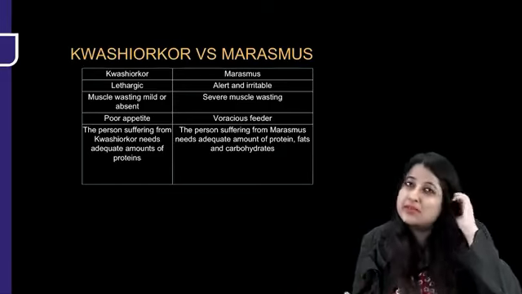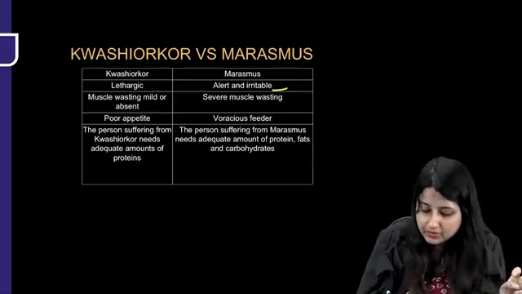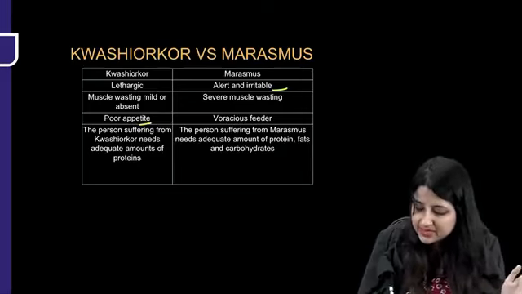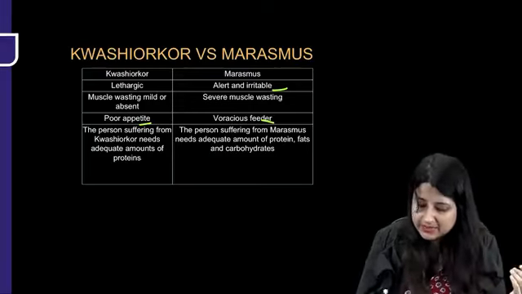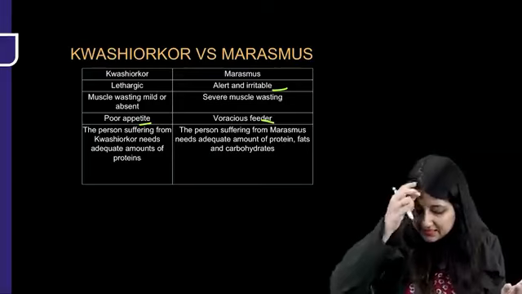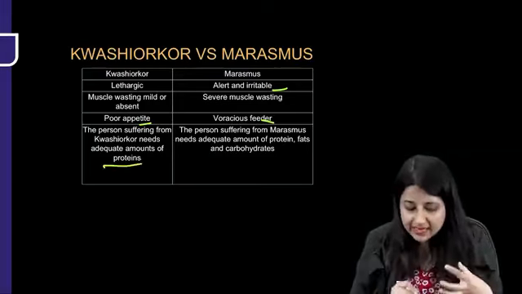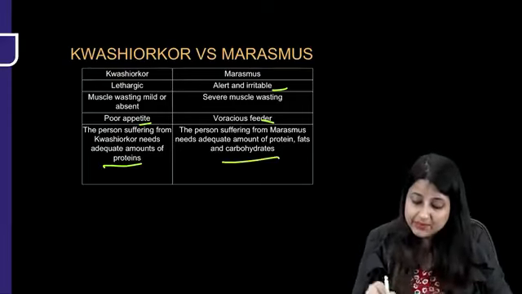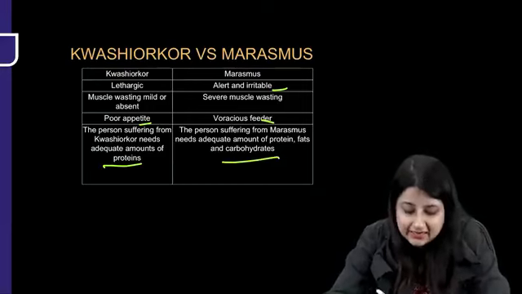The Kwashiorkor baby becomes extremely lethargic. The marasmic baby is alert and irritable. A Kwashiorkor baby has a very poor appetite. Marasmus is a voracious feeder. Muscle wasting is mild or absent in Kwashiorkor. In marasmus, there's severe muscle wasting. So when a child is suffering from Kwashiorkor, you have to feed an adequate amount of protein. For a marasmic baby, we have to give protein, fat and carbohydrates because even calories are deficient.